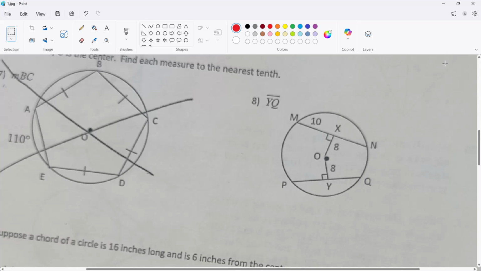YQ, it wants this. I'll put it in red. YQ. Whoops, why isn't it drawing? Come on. Someone help me. You're watching the video, but you're not helping me.